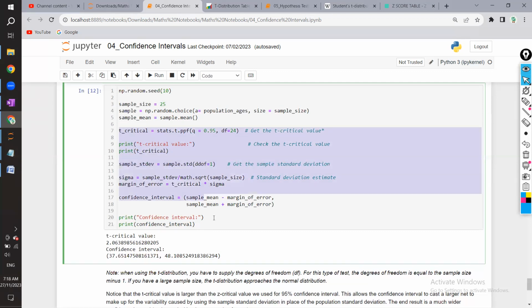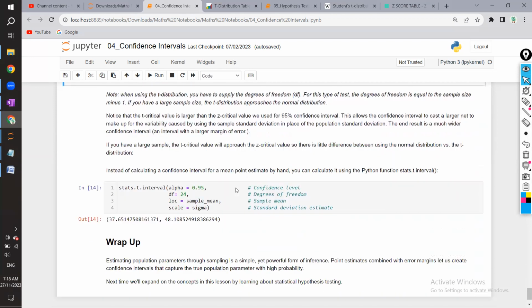So the T distribution will start behaving like a normal distribution, and the critical values will be decreasing, and this confidence interval will also become shorter and shorter. Okay, that's about the T critical value.